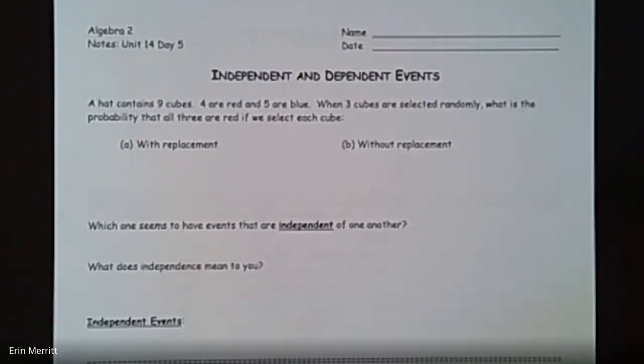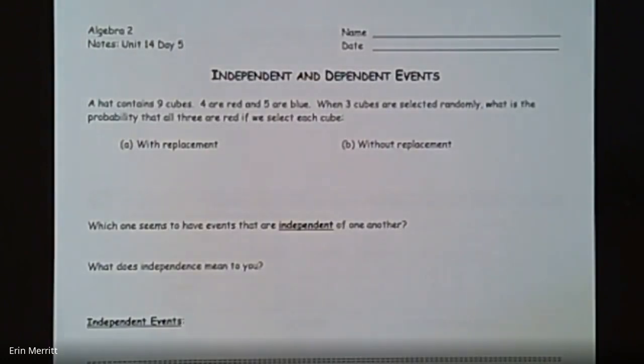Hi guys, day 5 of the probability unit. We are talking about independent versus dependent events. Think about at age 16, you want to be independent, you want to be able to do stuff on your own, right? Whereas dependent, maybe you can't go anywhere depending on whether or not you get the car. So what does it mean in probability land?